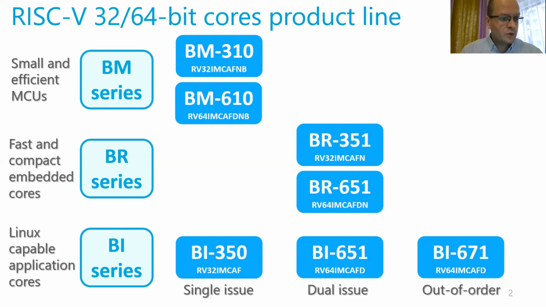What is shown on the bottom of the slide is the I-series of Linux-capable machines, ranging from the tiny IoT-level core BI350 to the mid-range out-of-order core BI671, and in the middle is the power-efficient dual-issue BI651 core.